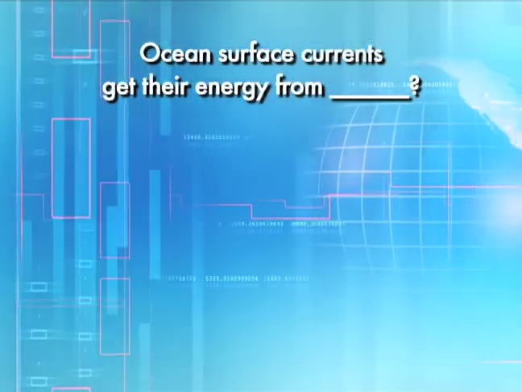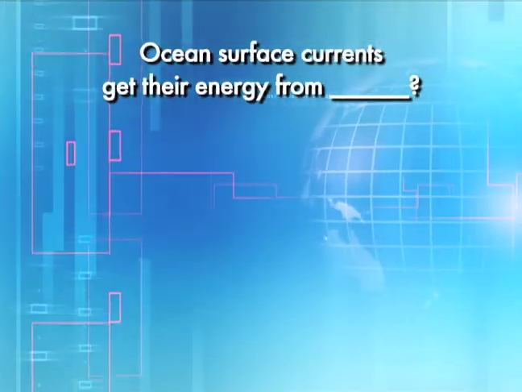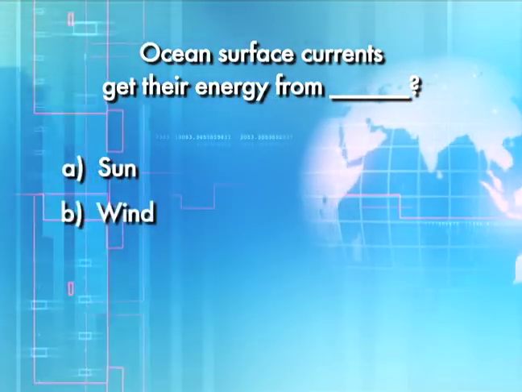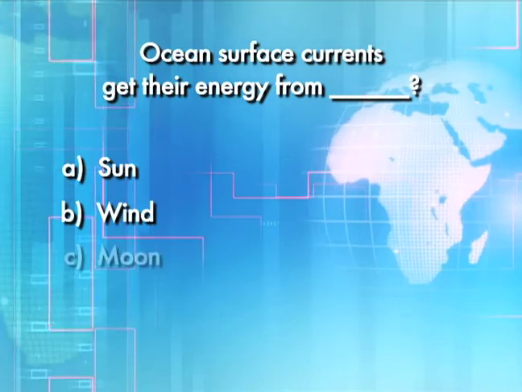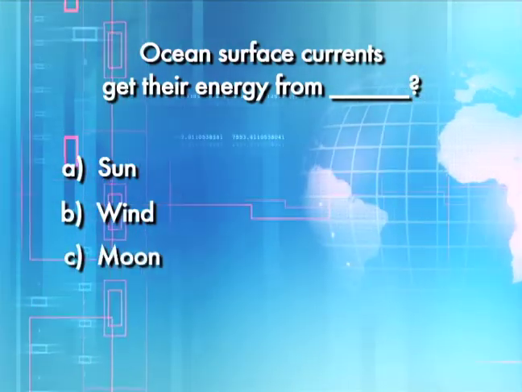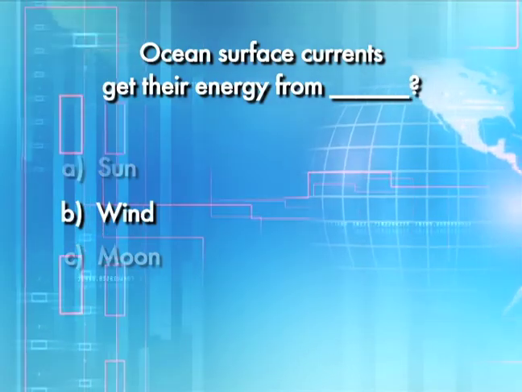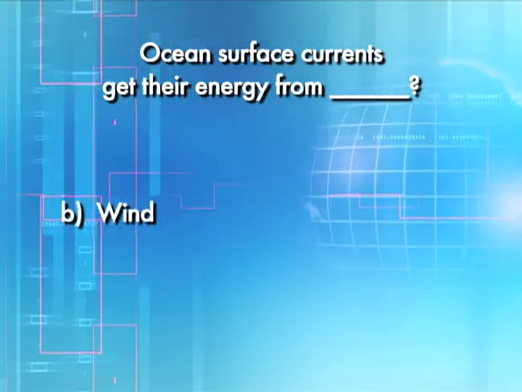Ocean surface currents get their energy from A, the sun, B, the wind, or C, the moon. The correct answer is B, the wind.